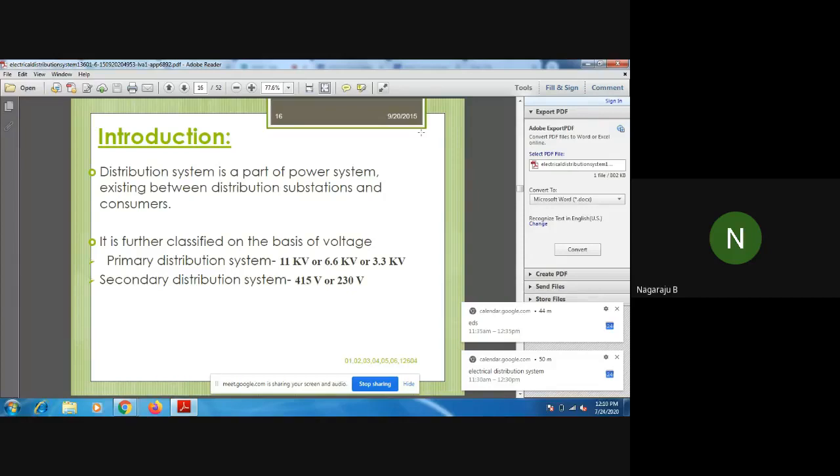So you know that 33 kV is the input and 11 kV is the output, which means there is one equipment which is stepping down the voltage. That equipment is nothing but a step down transformer. You can select different ratings of the step down transformer, like 11 kV or 6.6 kV or 3.3 kV, depending on the rating.